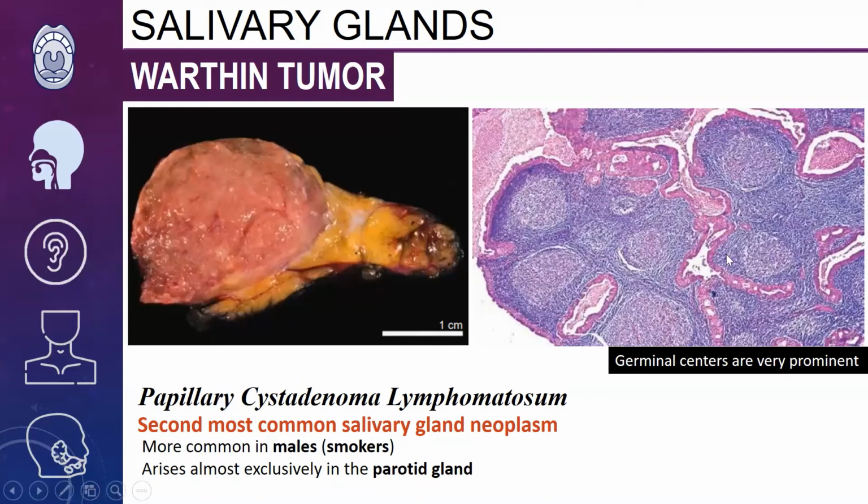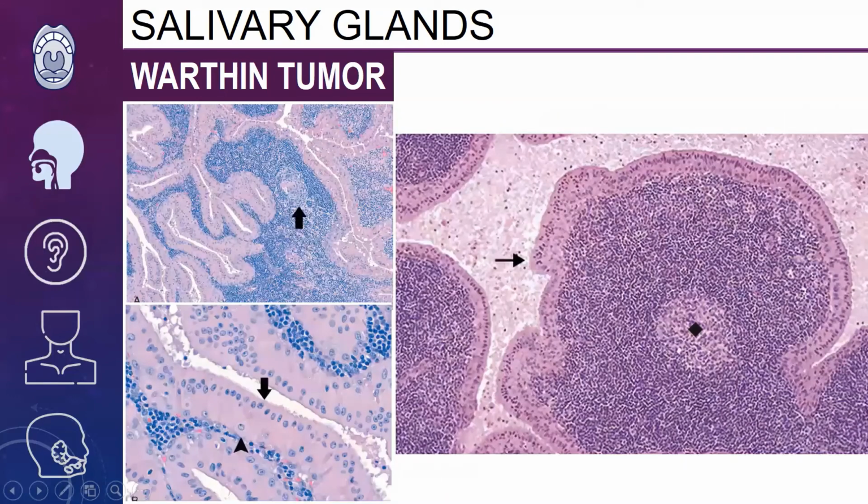So in low power view, you can see here, germinal centers are prominent. The lining is composed of a double layer, so it's a bilayer of oncocytic cells. The innermost layer is columnar, while cuboidal cells occupy the outer layer. Oncocytic cells refers to large cells containing numerous mitochondria that impart a granular eosinophilic appearance to the cytoplasm, and have large nuclei with prominent nucleoli.